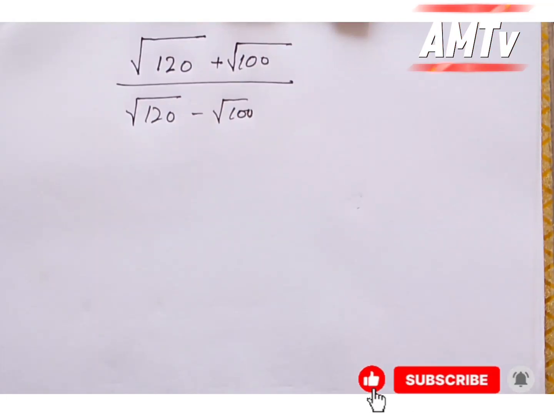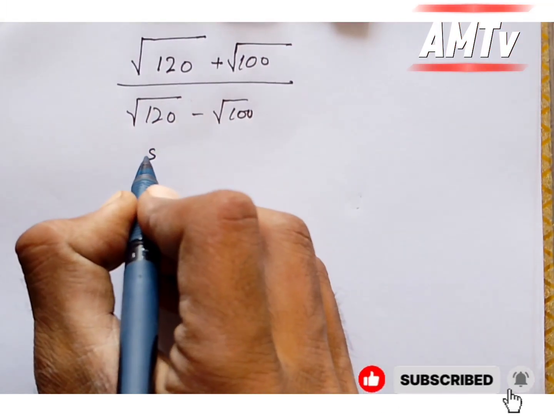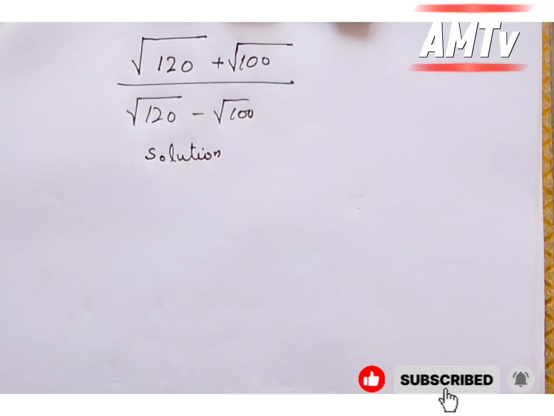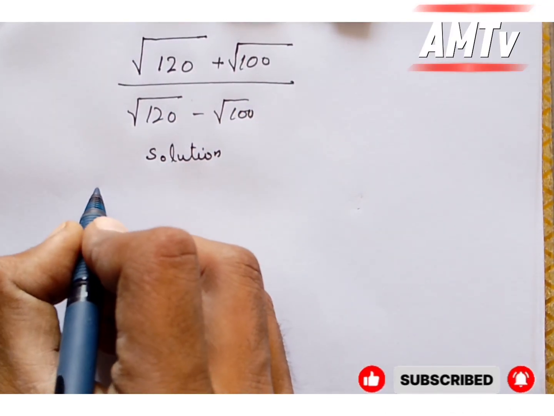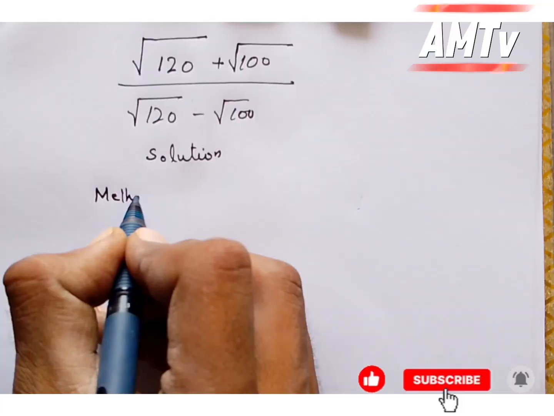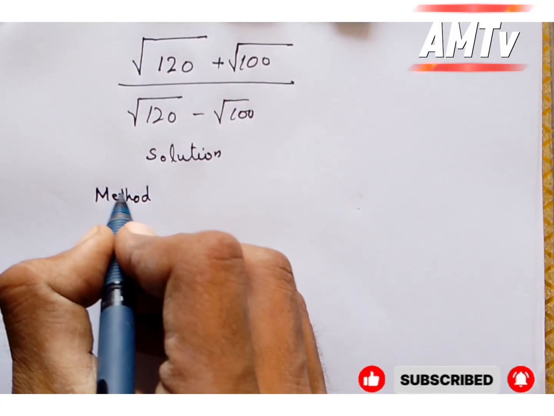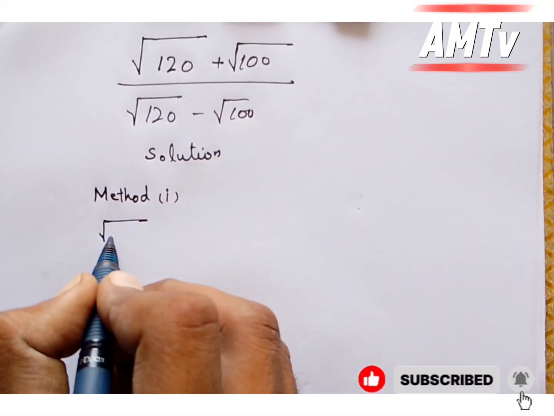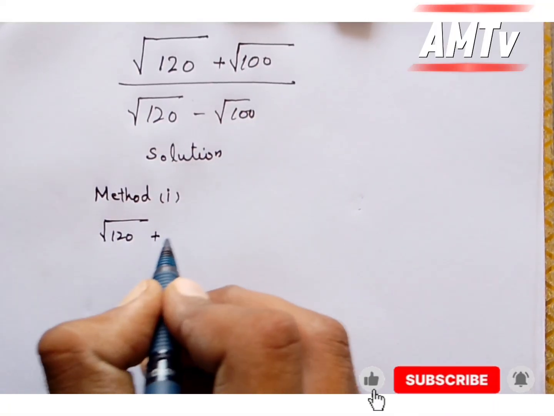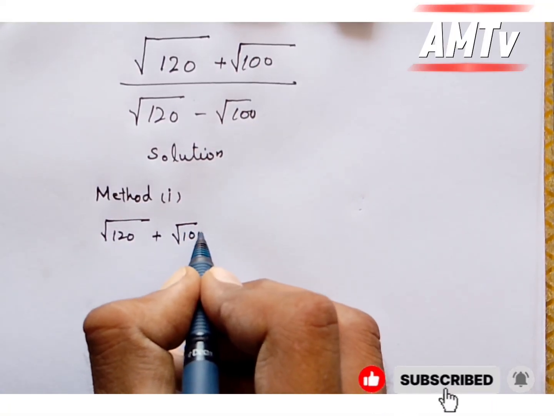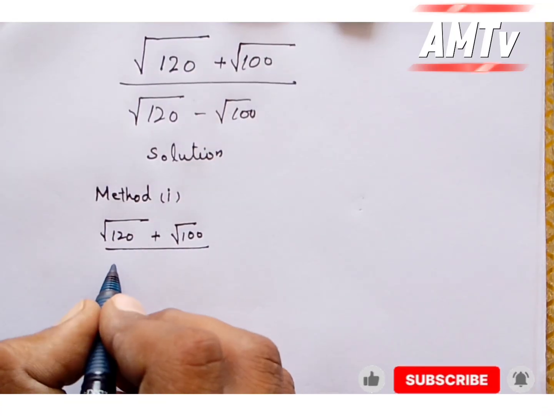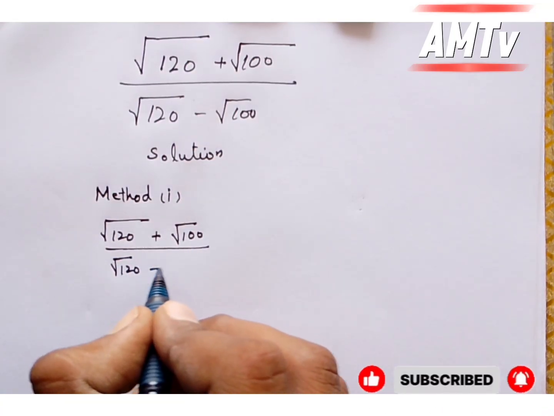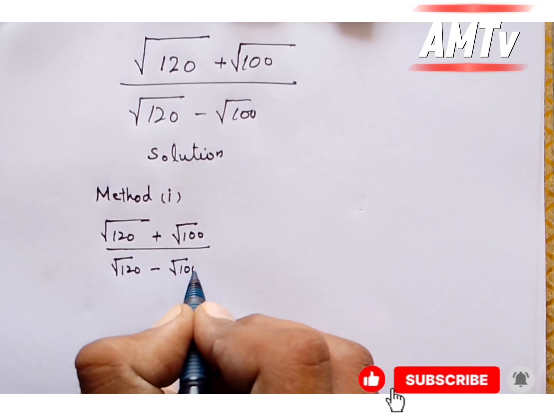Can you solve this? Solution. There are two methods to solve this question. Method number 1. Root 120 plus root 100 divided by root 120 minus root 100.